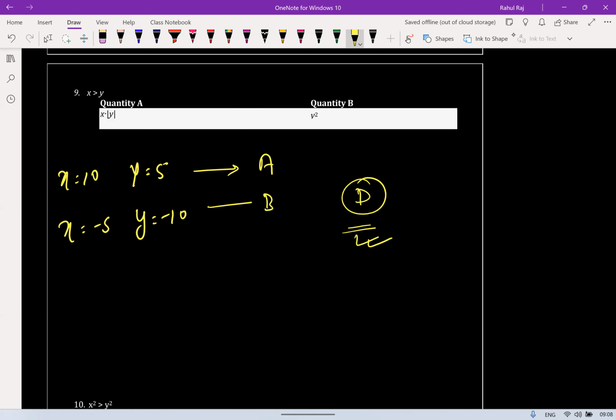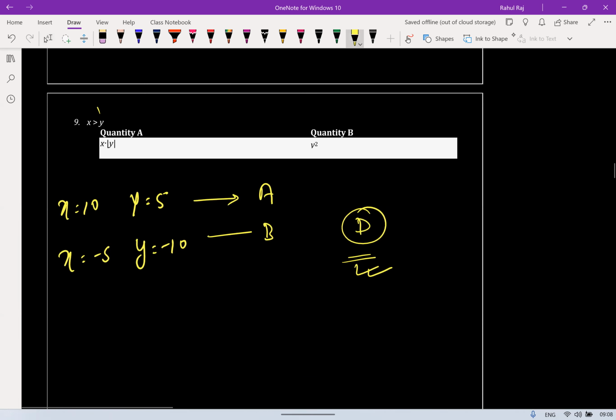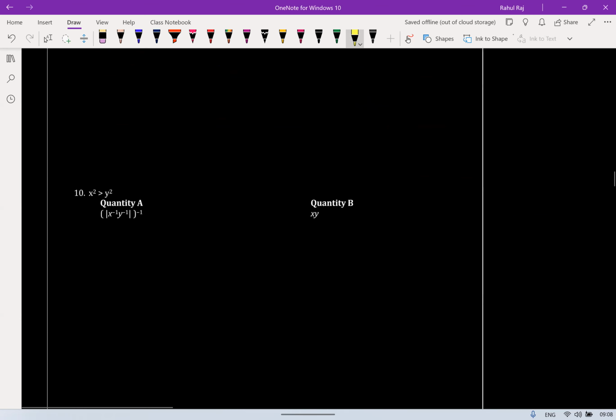Correct? Yeah. Because it says x greater than y, we are not sure about the sign of x and y. Both could be positive, or x and y could be both negative, and x could still be greater than y. That's beautiful, Alexa.